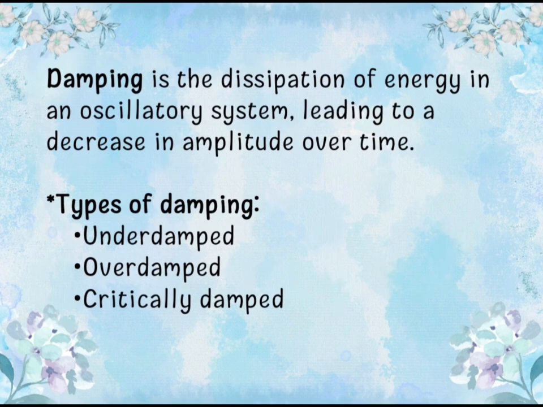Now, let's talk about damping. Damping is the process where energy in an oscillating system slowly fades away. This causes the motion or amplitude to become smaller over time. There are three main types of damping, which are underdamped, overdamped, and critically damped.